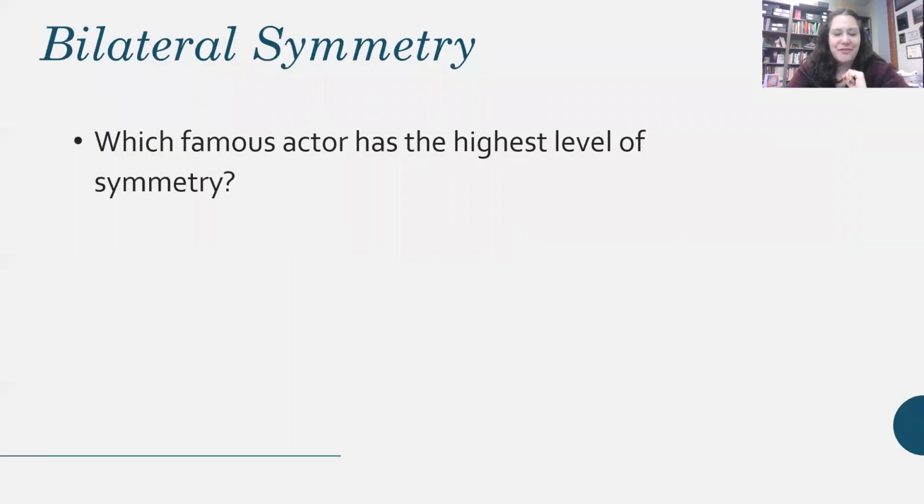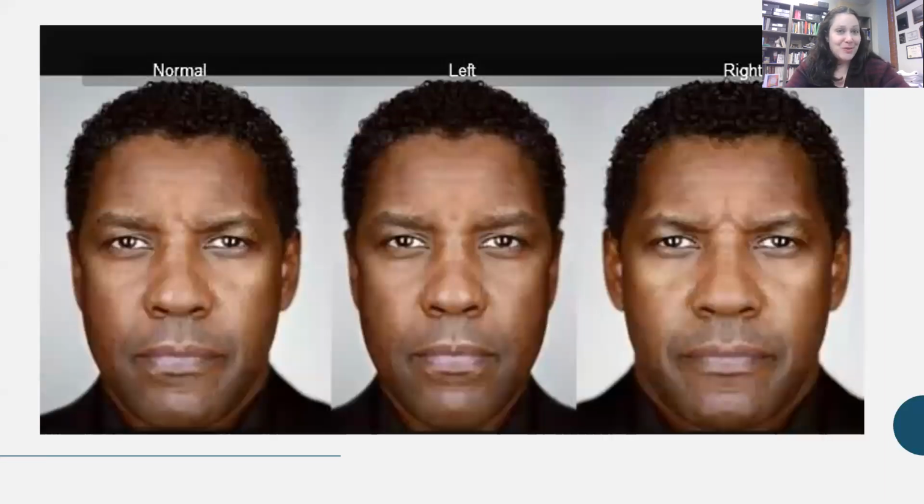By the way, fun fact, the actor in the study who was found to have the highest amount of symmetry was, drum roll, Denzel Washington. So Denzel Washington is considered a very attractive man. You can see here again, maybe one side of his face is a little bit thicker than the other, but he's got a pretty high amount of symmetry.